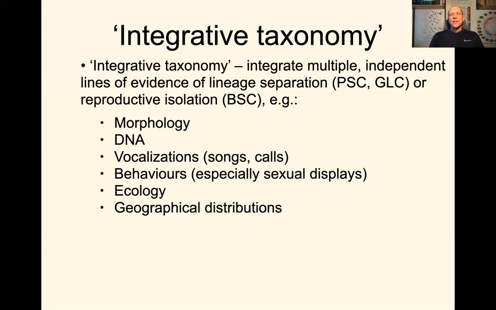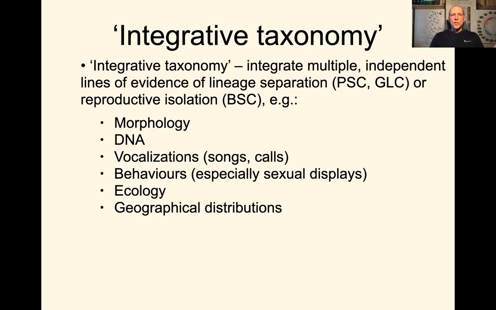And this approach tries to integrate multiple independent lines of evidence of lineage separation, under the phylogenetic species concept or the broader, more inclusive general lineage concept, or of reproductive isolation, which, as you all know, is the hallmark of the biological species concept. So you can use lots of different types of data here.